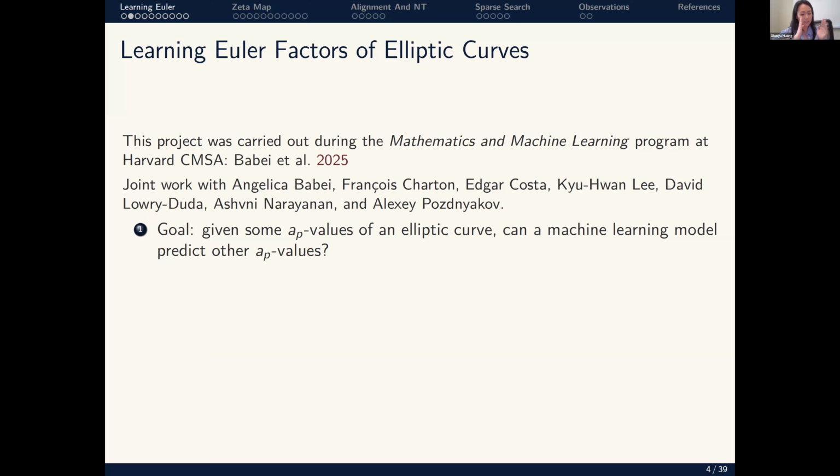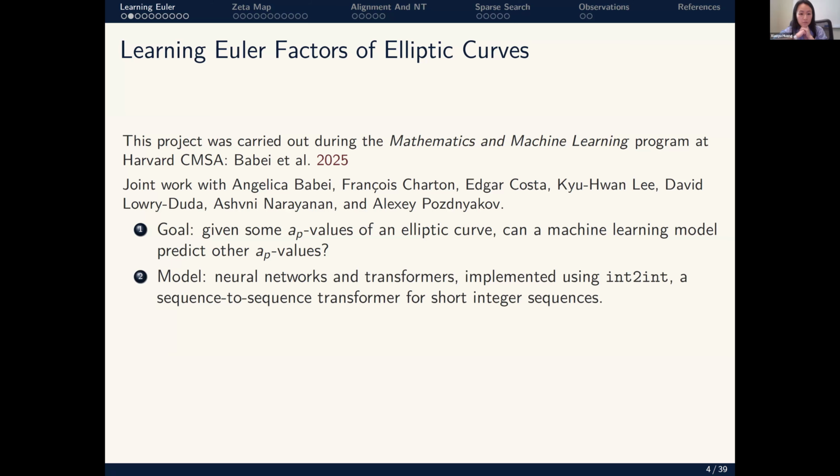In some way, this is asking that, given the local information of an elliptic curve at some primes, can you use this information to predict the local information at other primes? I should say that, to the best of our knowledge, I don't think there is an algorithm that describes this very nicely.